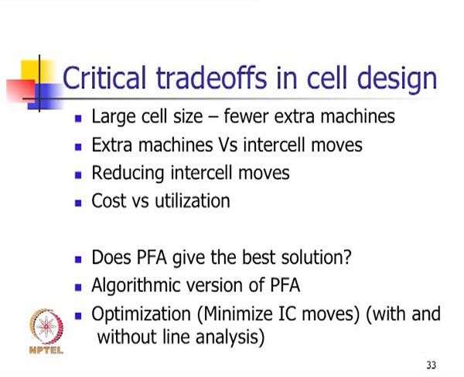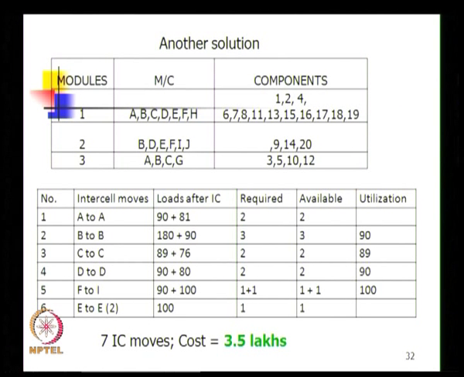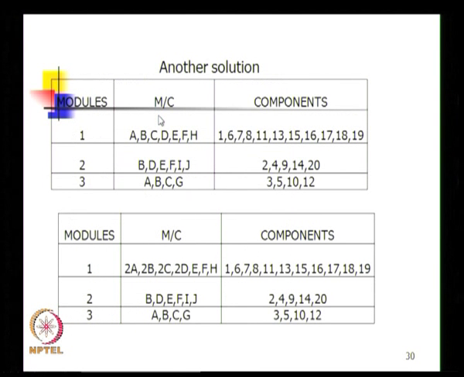So let us look at some inferences that we have made through this particular example. The first one I did speak about, which is large cell size versus fewer extra machines. The solution that we saw in the second case is the one with a larger cell size, which is here. This is the larger cell size, and this is an example that required fewer extra machines compared to the other one.